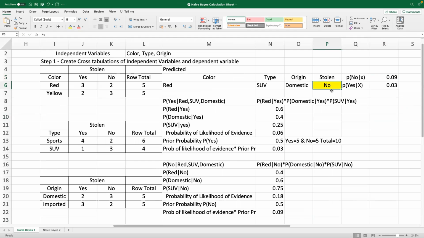The car being stolen, if it is red color, SUV, and domestic origin, is no, because the probability of no given x is greater than the probability of yes given x. So this is how the probabilities will be calculated by the algorithm in the backend. Exactly the same process.